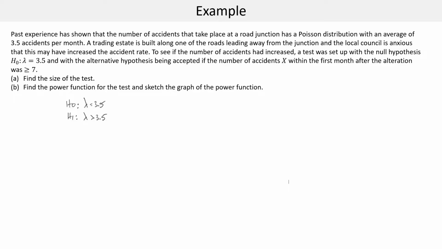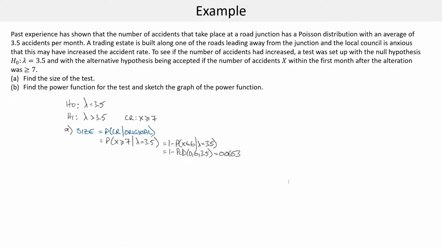The first thing that we're asked to do is to calculate the size of the test. Now we know the size is the critical region using the original parameter, the probability that we reject H0 when we shouldn't have. In this case, it's going to be the probability that x is greater than or equal to 7 using the parameter lambda equals 3.5. Just before we get to our calculators, let's rewrite that as 1 minus the probability x is less than or equal to 6. That's what we need to find. On our calculators, Poisson CD with 6, that gives us an answer of 0.0653. So that's the size of this test.